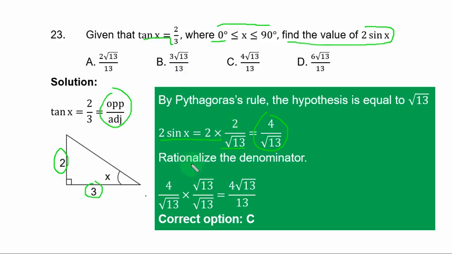What you do next is to rationalize the denominator, and when doing that, you simply use the irrational number in the denominator to multiply both numerator and denominator in this form. So 4 times root 13, you have 4 root 13. Root 13 times root 13 is 13. This is what happens: root 13 times root 13 is root 169, and root 169 is 13. So C is the correct option.